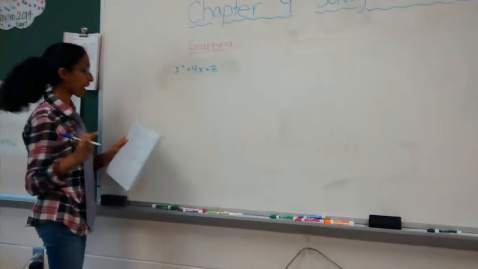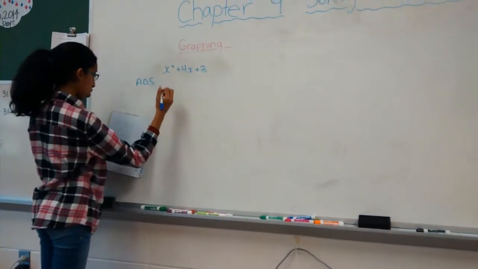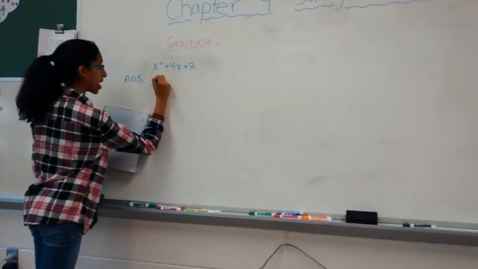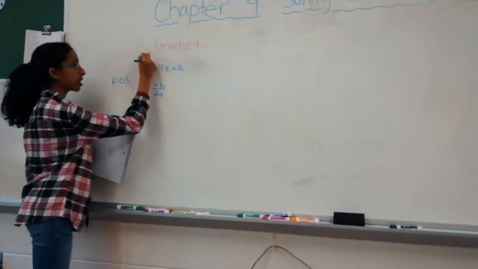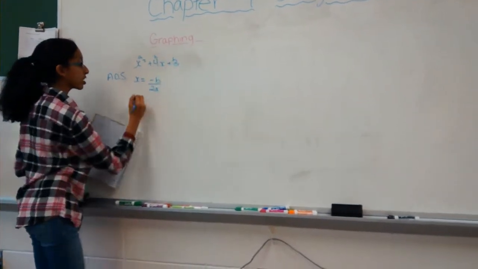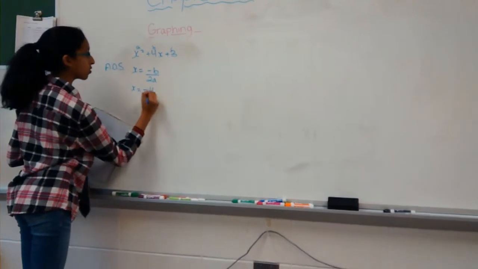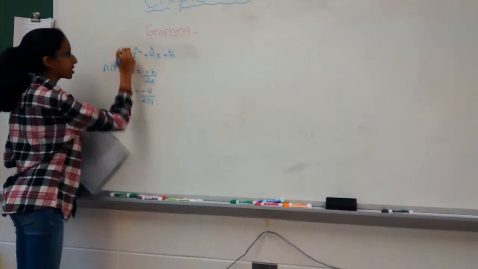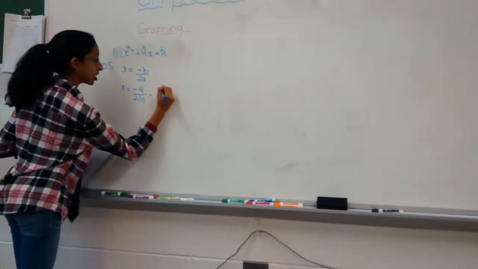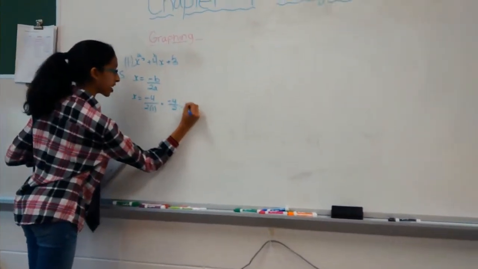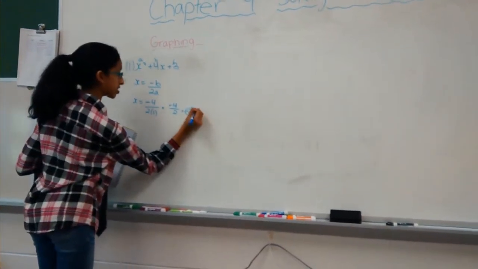To start off by graphing, you're going to first find the axis of symmetry. To find that, you use the formula x equals negative b over 2a. So we're just going to plug in our a, b, and c, and we get x equals negative 4 over 2 times 1, because there's a hidden coefficient in front of the x. And when you solve it, you get negative 2 as our axis of symmetry.